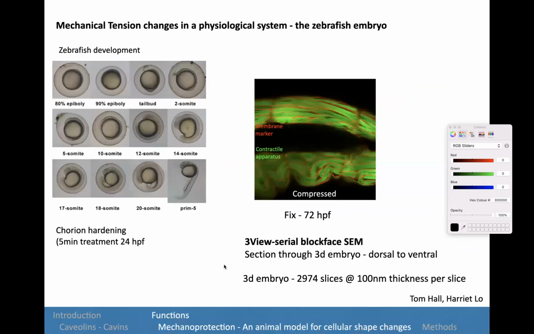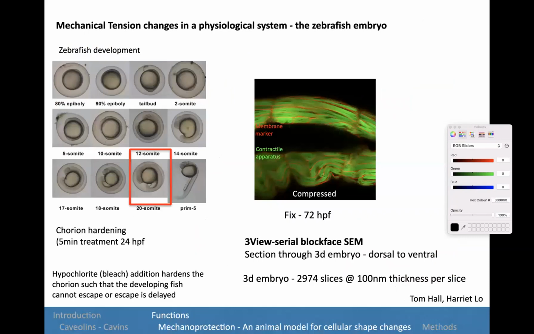Okay, so that's what we did. We took our fish, we bleached the chorion at this stage. Then we went for another 24 hours. And then what we did was we wanted to look at the muscle in the same fish. And so we used serial blockface scanning electron microscopy to section across from one side of the fish to the other. So we went through the stretch muscle to the notochord in the middle here, and then through to the other side. So we could directly compare in the same fish the number of caveolae.